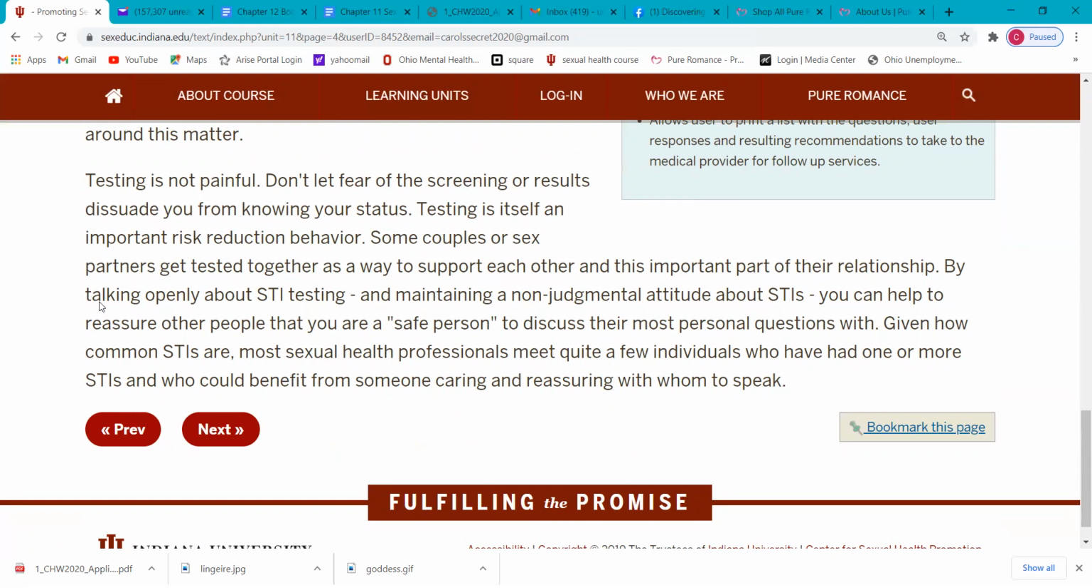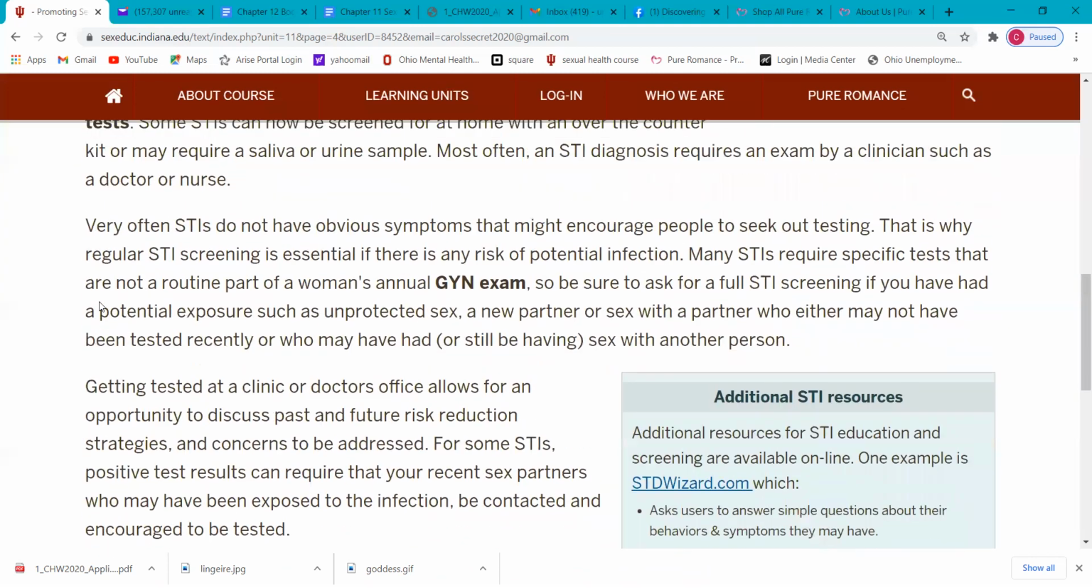Some couples or sex partners get tested together as a way to support each other. And this is an important part of the relationship. By talking openly about STI testing and maintaining a non-judgmental attitude about STIs, you can help to reassure other people that you are a safe person to discuss their most personal questions with. Given how common STIs are, most sexual health professionals meet quite a few individuals who have had one or more STIs who could benefit from someone caring and reassuring with whom to speak.